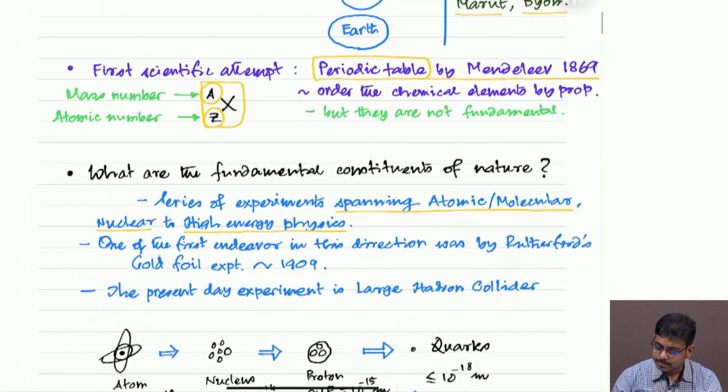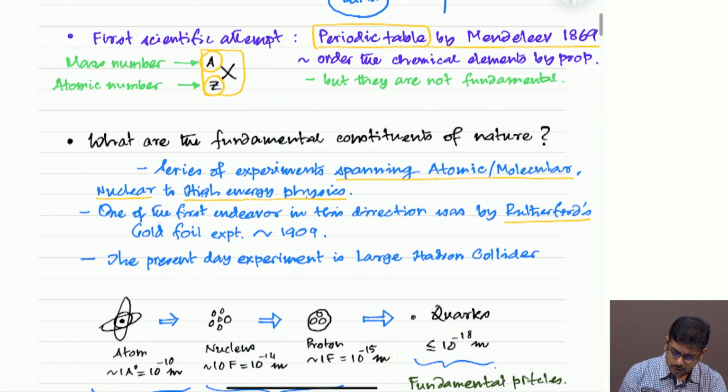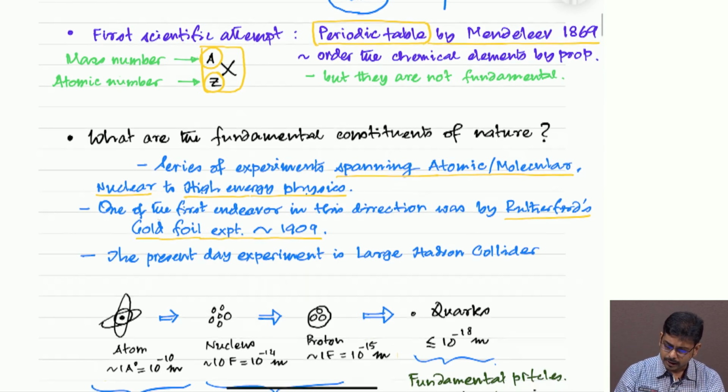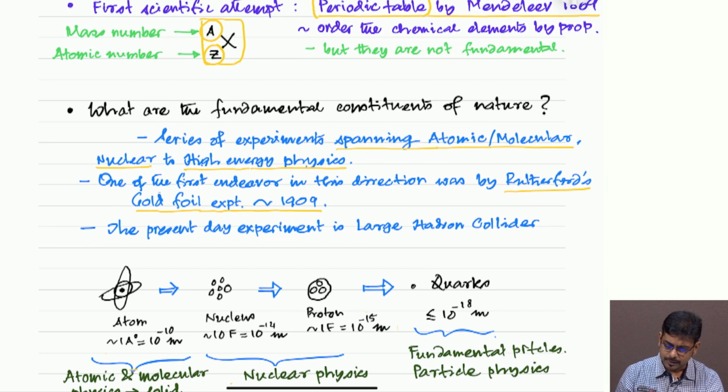It is the famous experiment where Rutherford used alpha particles to hit the gold foil, and he observed that many of those particles are just passing through, a few are getting reverted back and a few are getting scattered at a different angle, which gives rise to this famous atomic model. And it was way back in 1909, and I think this is the first endeavor of searching for the fundamental constituents of this universe.